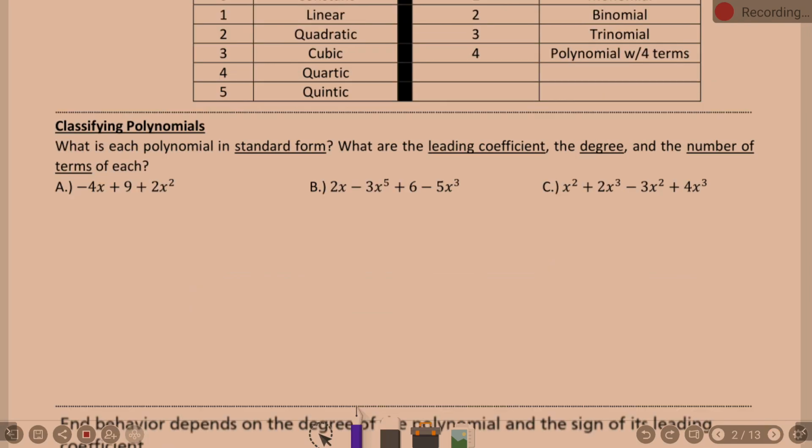Okay, let's look at our first section here, classifying polynomials. We're going to start off by writing each polynomial in standard form, and then we're going to answer 3 questions: the leading coefficient, the degree, and the number of terms. So let's look at A, and let's start off by looking at standard form.